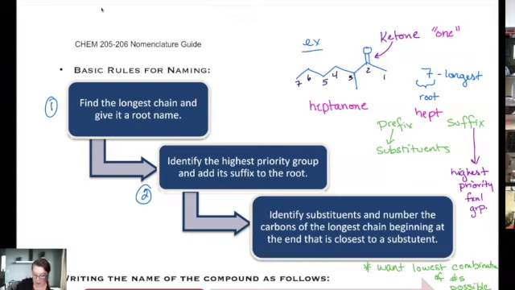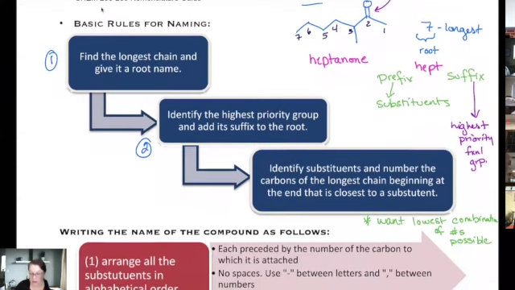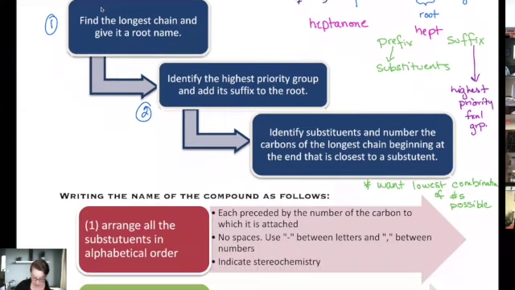And we're going to go with these lower numbers. How's that sound? Does everybody see how we picked it? Okay. So we're almost there. Now we need to figure out how to deal with those substituents.